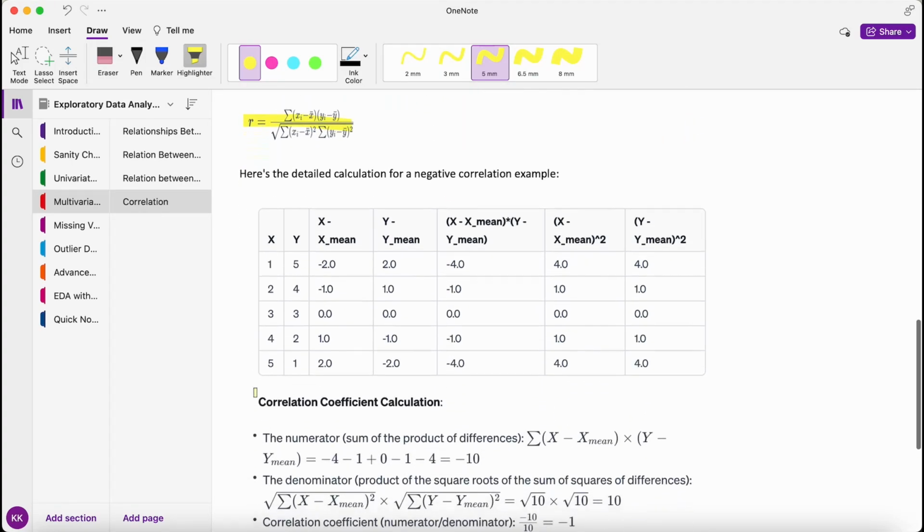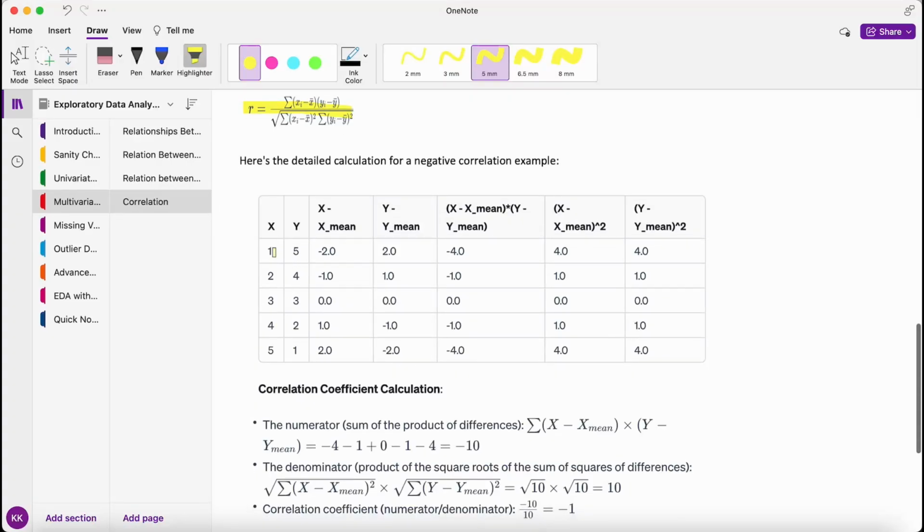Consider this dataset with variables x and y. To find the correlation, we first calculate the mean of x and y, then determine the deviation of each observation from their respective means. Next, we multiply these deviations for each pair of observations. This gives us a set of products that we sum together, which will form the numerator of our correlation formula. Summing up our products, we get a total of -10 for our numerator.